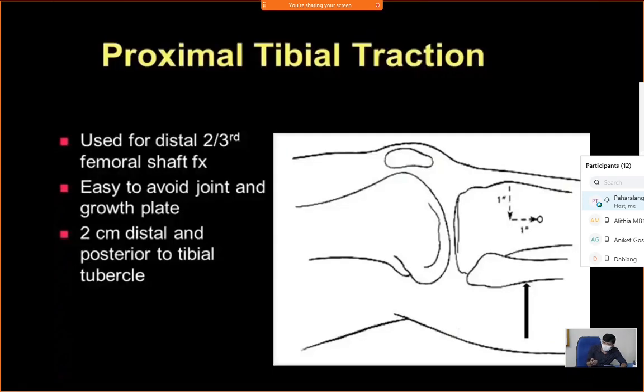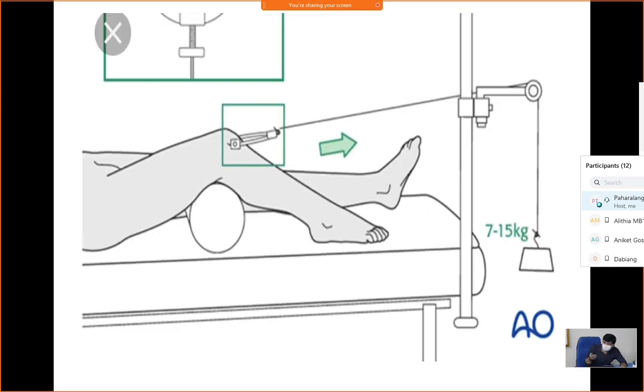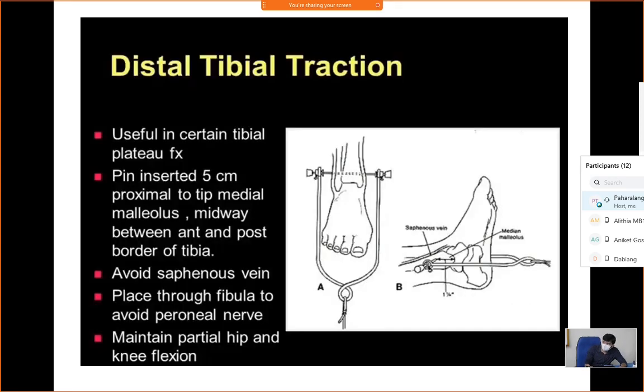This is the area where you put the pin, and this is the type of construct you have for putting weight. Distal tibial traction, the same thing is here. The pin is inserted in the distal tibia, and the construct is almost the same as the upper tibial pin. Only thing is the pin is put in the distal tibia. This is used for shaft tibia or proximal tibial fracture.